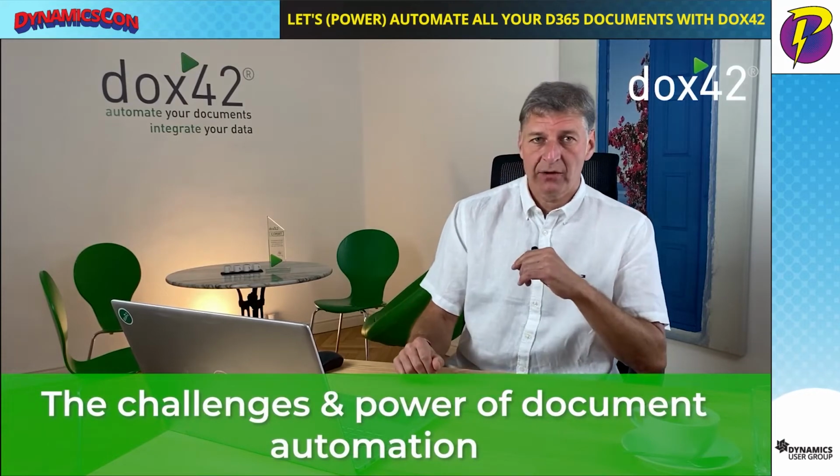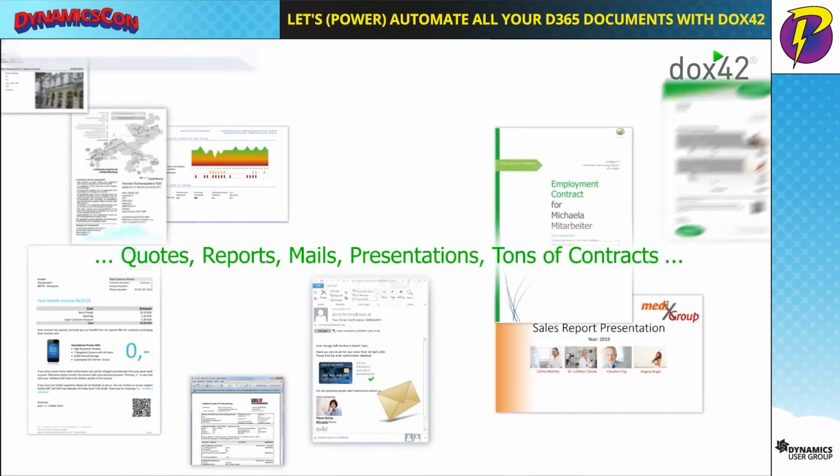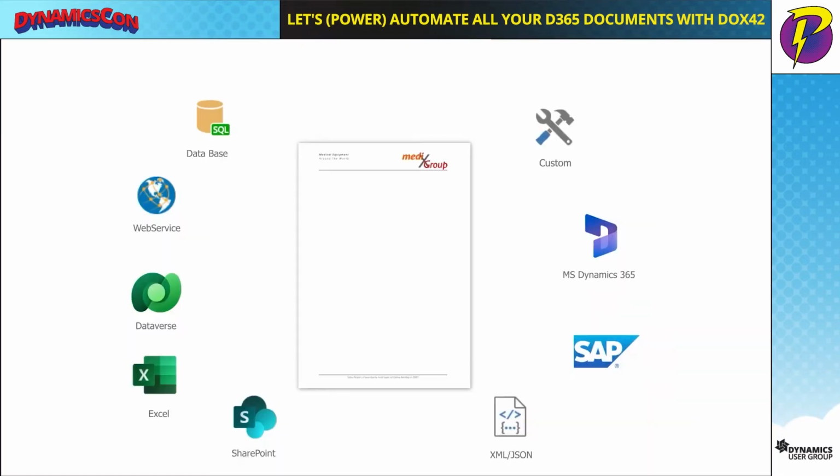So why is document automation essential on the Dynamics 365 platform? Every company, every organization is creating tons of contracts, presentations, offers, and any kind of document every single day. And many of these documents require quite a bit of complexity. They require integrating text modules or conditions, a dynamic hyperlink, including images, maybe a barcode. And all this is not easily doable using the standard tools.